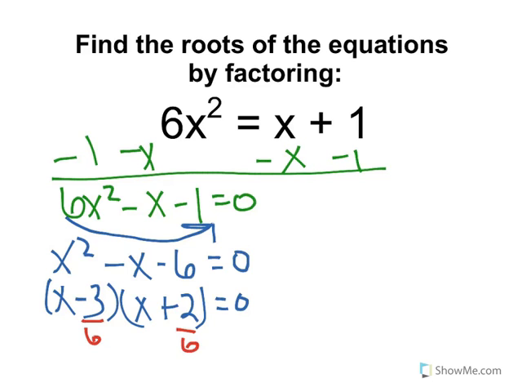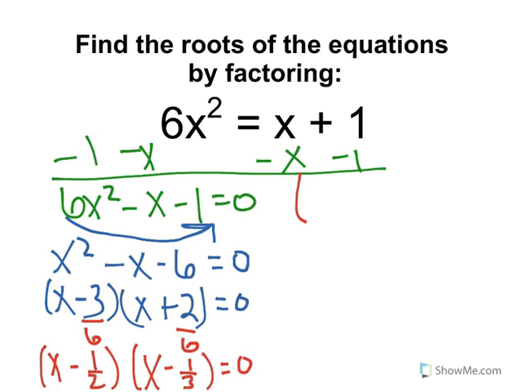Now that can simplify to x minus 1/2, and this becomes x minus 1/3. All right, not quite done. If you still have fractions, then we have to take the bottoms and slide them back in front. So our final factored version would be 2x minus 1 times 3x minus 1. Oop, that should be a plus 1.